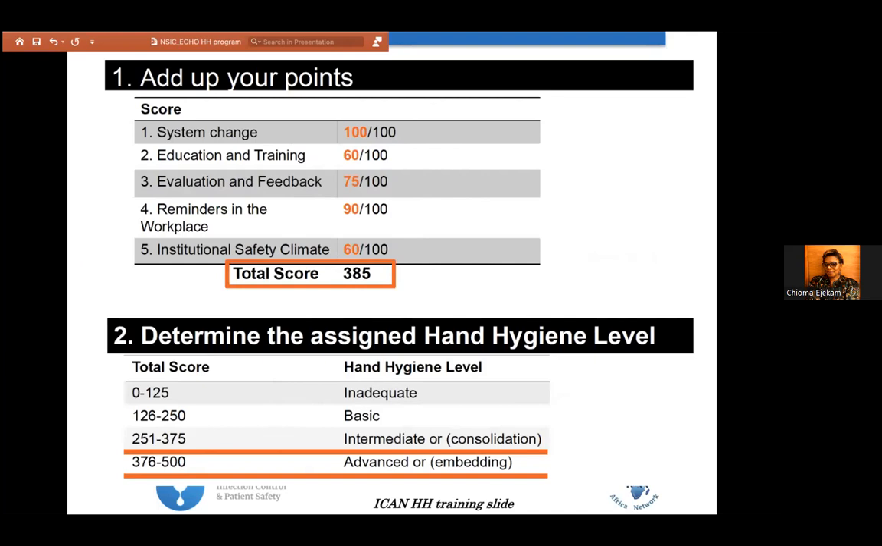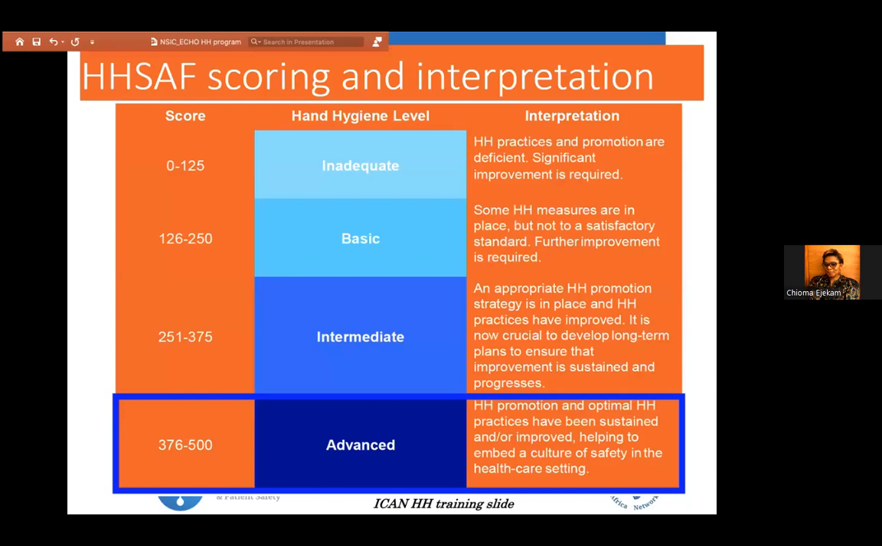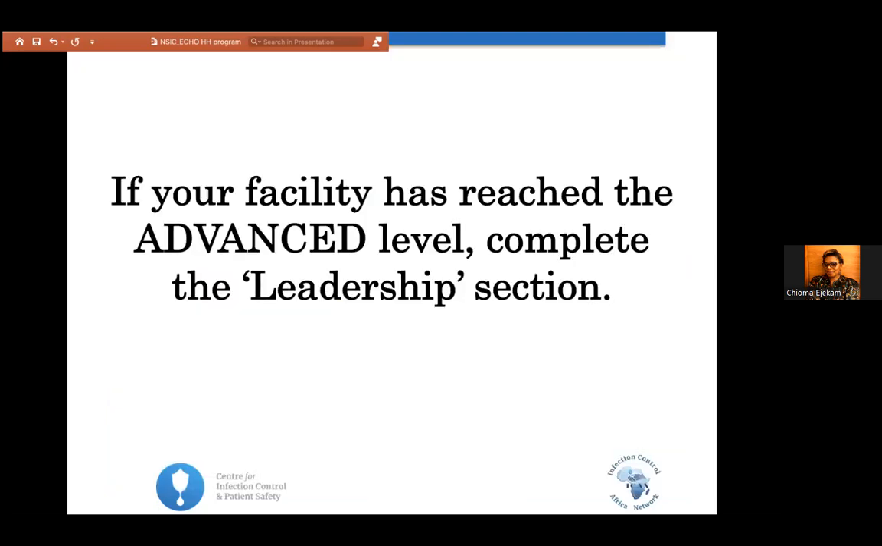But if you fall within the advanced, okay, this is again what tells you the interpretation of any level. If you're inadequate, it means that significant improvement is required. If your facility is intermediate, it means that hand hygiene promotion is in place, but requires improvement. If you're advanced, it means that you have the hand hygiene safety culture embedded, but need to now apply leadership to other places around you and ensure the sustainability, at least over a 5-year period, that can be reviewed afterwards. So I chose advanced for a reason.